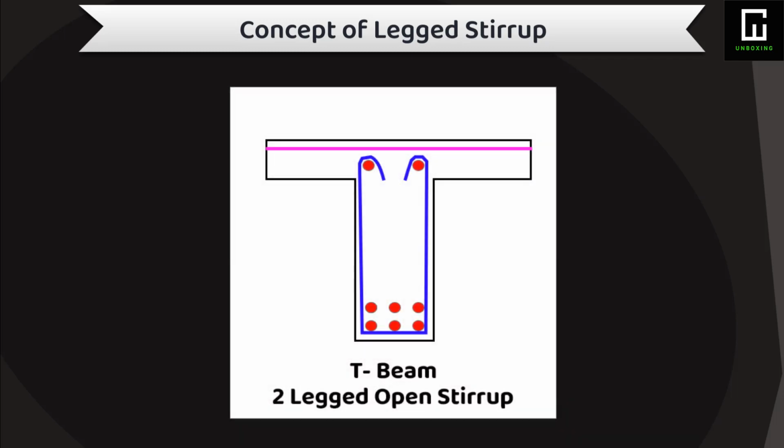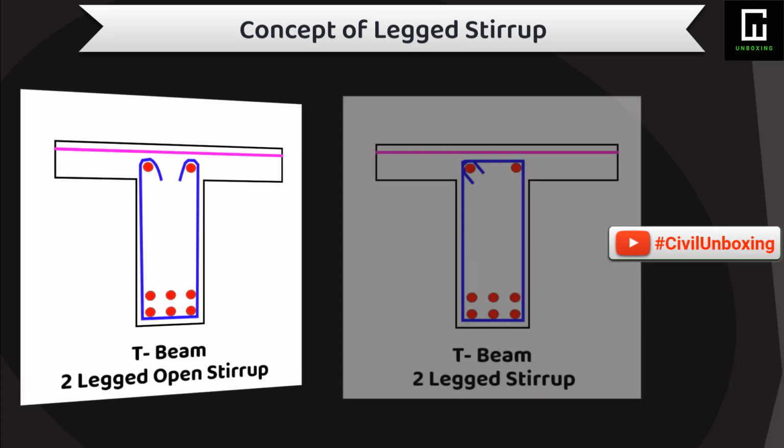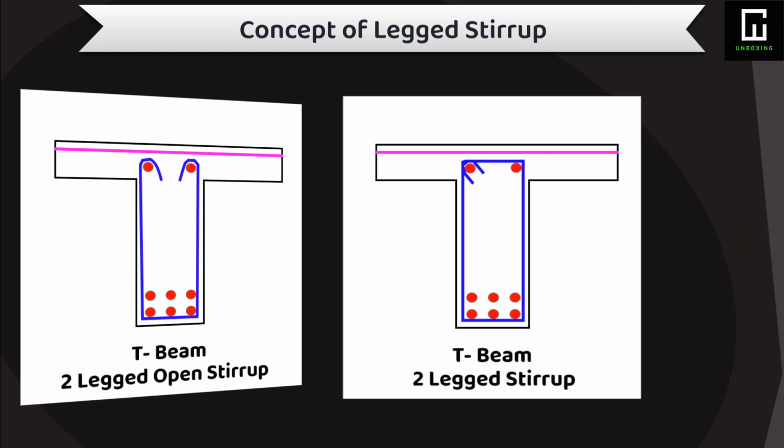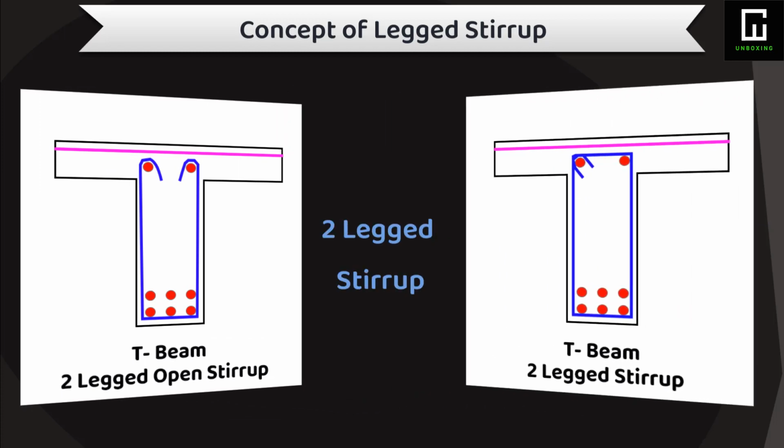Now, in the second type of cross-sectional diagram of a T-beam, we can see that the beam has several horizontal bars as bottom bars and top bars. So here also we can just provide one regular size open stirrup or closed stirrup. As this stirrup has two vertical legs at the left and right side, we term this stirrup a two-leg stirrup. Remember that in every stirrup only the vertical legs have to be counted.